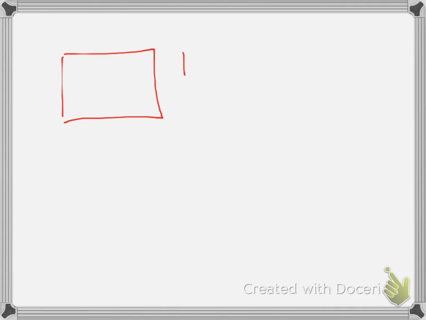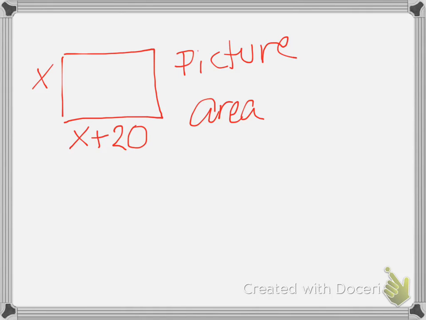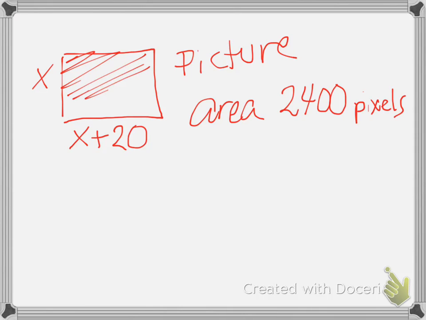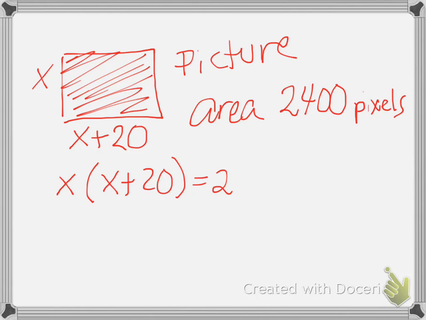If you had a picture, and they have this problem in the book. If you have a picture frame and the length is 20 pixels wider or more than the width, and they tell you that the area is 2400 pixels. So the area inside here is 2400 pixels. And they want to know the dimensions in pixels. So they're saying that x times x plus 20 has to equal the 2400 because area is length times width.